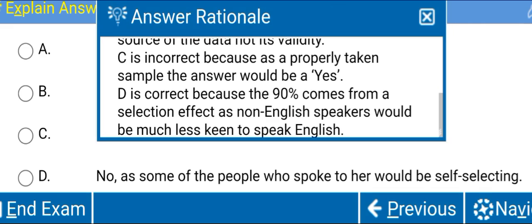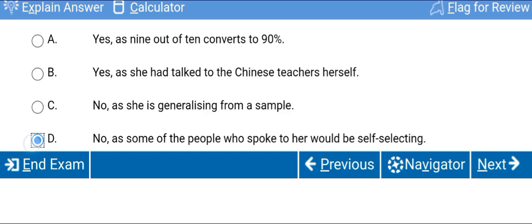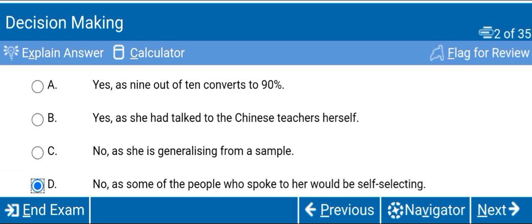D is correct because the 90% comes from a selection effect, as non-English speakers would be much less keen to speak English. So that's why the correct option is option D, that is no, as some of the people who spoke to her would be self-selecting.